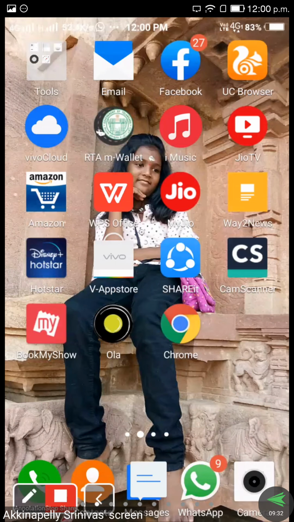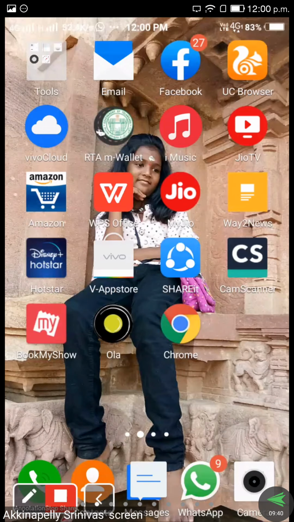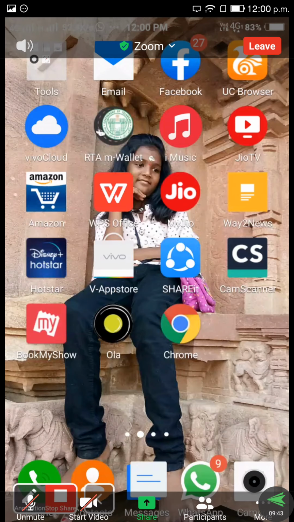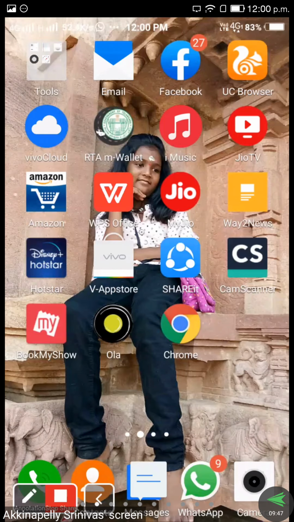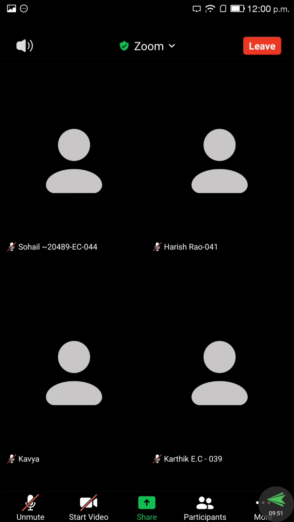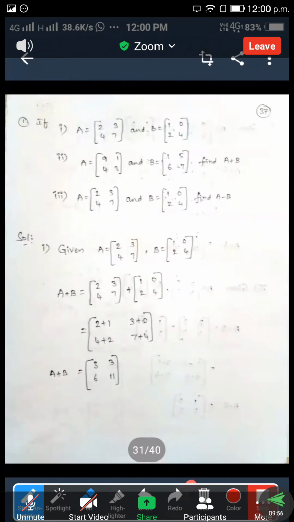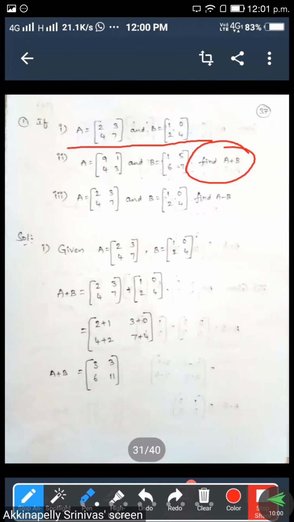Three sub problems are there. First one is A, first row is 2, 3, second row is 4, 7, and B equals to 1, 0, 2, 4. So find A plus B. So what is addition? So what is not clear?